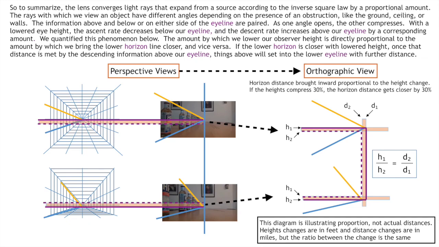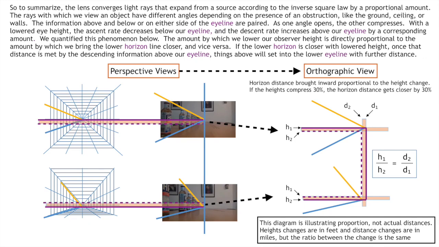We quantify this phenomenon below. The amount by which we lower our observer height is directly proportional to the amount by which we bring the lower horizon line in closer, and vice versa. If the lower horizon is closer with a lowered height, once that distance is met by the descending information above our eye line, things above will set into the lower eye line with further distance. And we were able to quantify that as H1 over H2 is equal to the D2 over D1 distances.